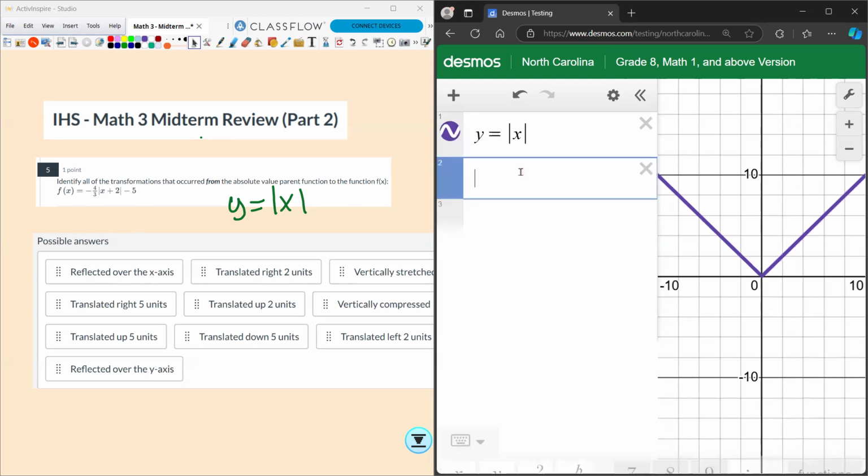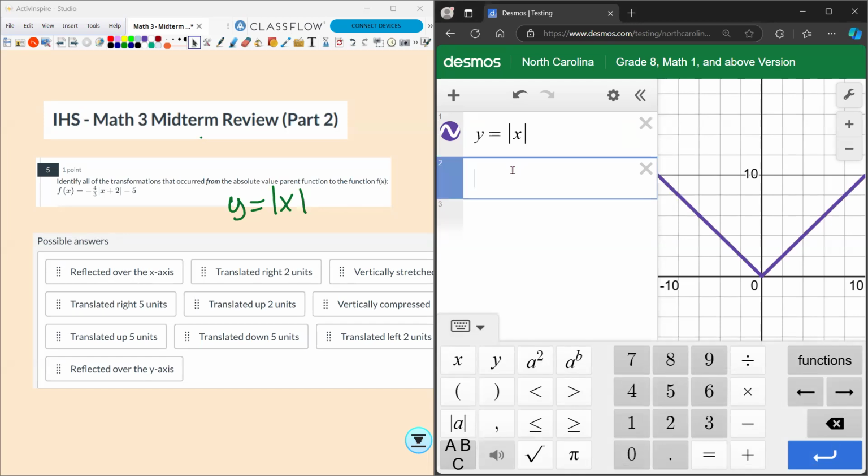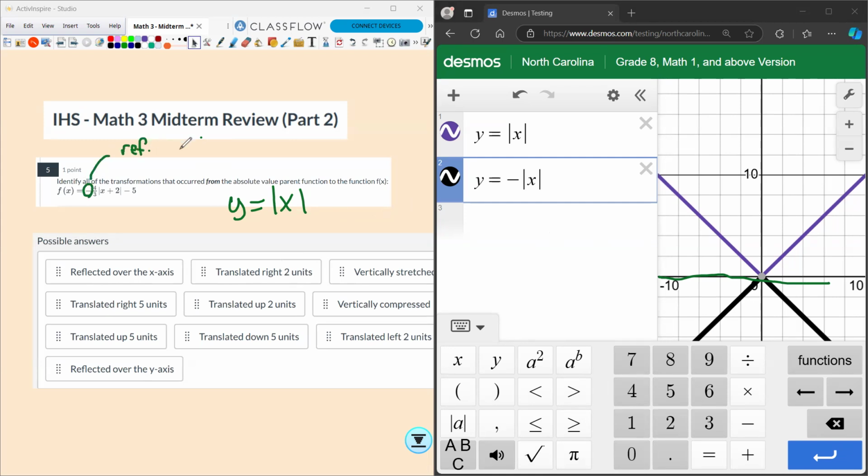So what I'm going to do is I'm going to say y equals, I'll ignore typing f of x, negative the absolute value of x. So what happens with that negative out here? That negative is going to flip it over the x-axis, so it's a reflection over the x-axis. So anytime you see a negative outside, it's going to be a reflection over the x-axis.